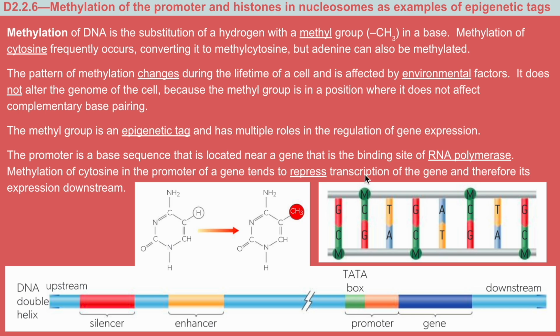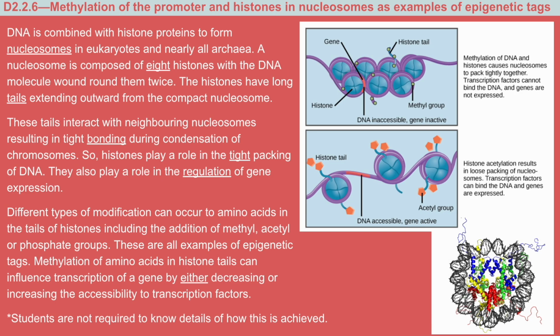This is an example of an epigenetic tag, and methyl groups have multiple roles in the regulation of gene expression. Remember, the promoter is a base sequence that's located near a gene. It's the binding site for RNA polymerase. If we methylate cytosine in the promoter region, that is going to tend to repress transcription of the gene and therefore its expression downstream. So the more methylation that we see in the promoter region, the less chance that this gene is going to be transcribed. And methylation is something that occurs based on environmental factors.